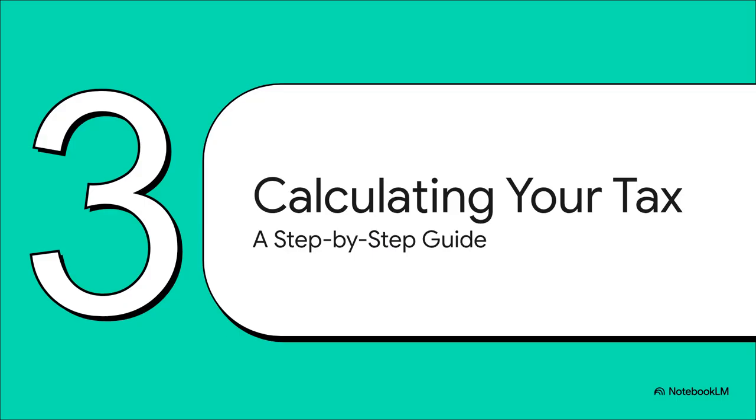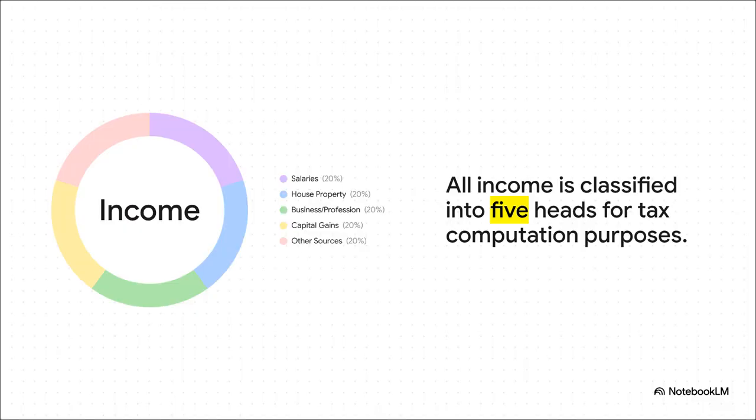Okay, let's get to the part you've been waiting for, the main event. How does all this theory and all these rules actually turn into a number, the amount of tax you have to pay? We're going to walk through it, and you'll see it's actually way more logical than it sounds. So the very first thing you have to do is sort your money. Think of it like this. You've got 5 different buckets, or what the law calls heads of income. Everything you earn, from your salary, from renting out a property, from a business, from selling investments, or even from things like bank interest, every single rupee has to go into one of these 5 buckets.